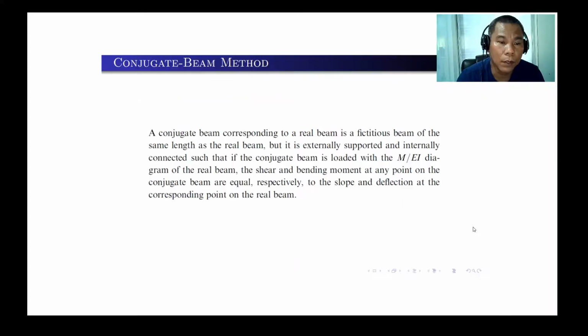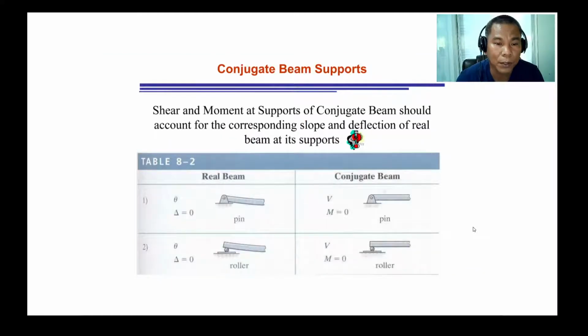So here we define the conjugate beam corresponding to a real beam as a fictitious beam of the same length as the real beam, but it is externally supported and internally connected, such that if the conjugate beam is loaded with the M over EI diagram of the real beam, the shear and bending moment at any point on the conjugate beam are equal, respectively, to the slope and deflection at the corresponding point on the real beam. However, we need to change the supports of the real beam to the corresponding conjugate beam supports.